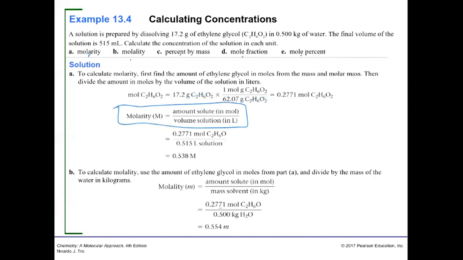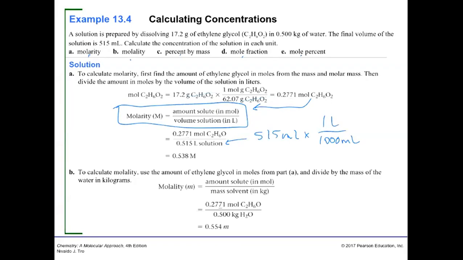Based on what's given in the problem, we're not given the moles of the solute, but we are given the grams. So we convert the grams of solute into moles so that we can put that part on top. And then we are given the volume of the solution, but in milliliters. So that's why they went ahead and converted our milliliters, that it was 515 milliliters. 1 liter goes with 1,000 milliliters. And that's how they were able to get the molarity.